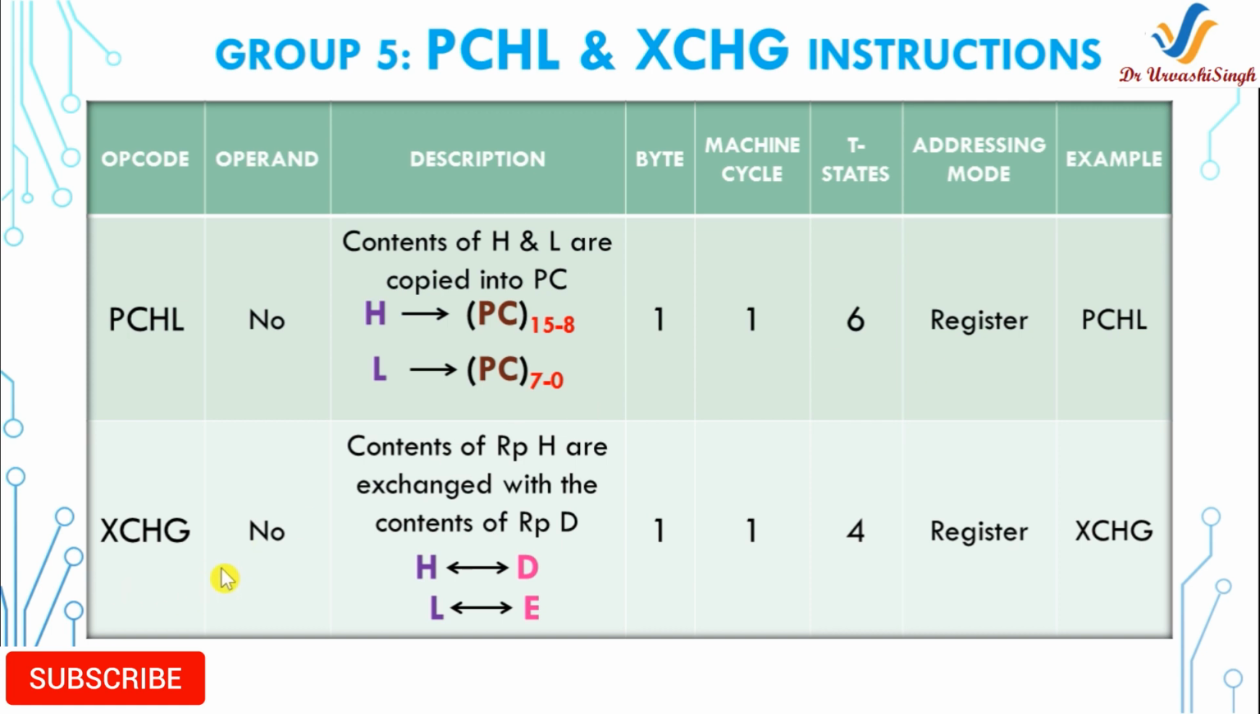Now the next one is XCHG. This opcode is the short form of the English word exchange. Here the contents of H and L registers are exchanged with the contents of D and E registers. It also requires only 1 byte of the memory, and the size of the opcode fetch machine cycle is 4 T states. Addressing technique is once again register addressing mode because the operation is performed on the registers of 8085 microprocessor.